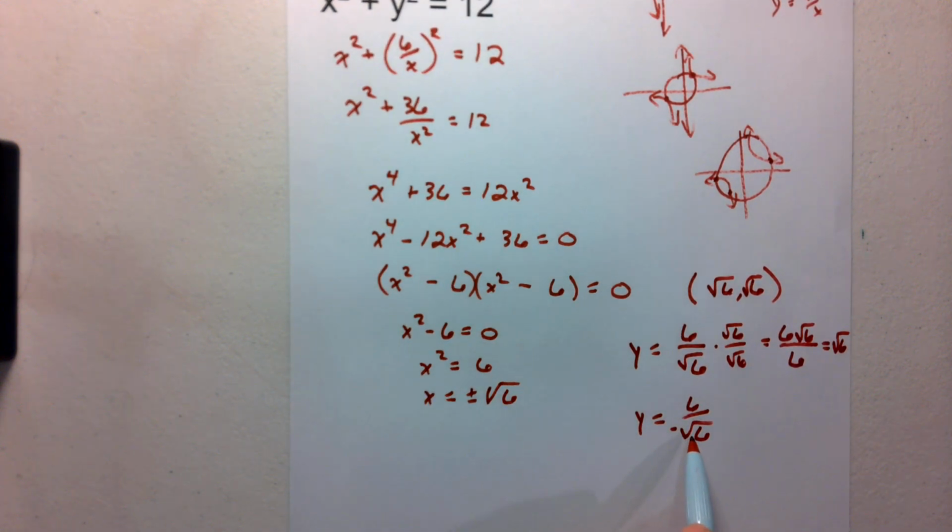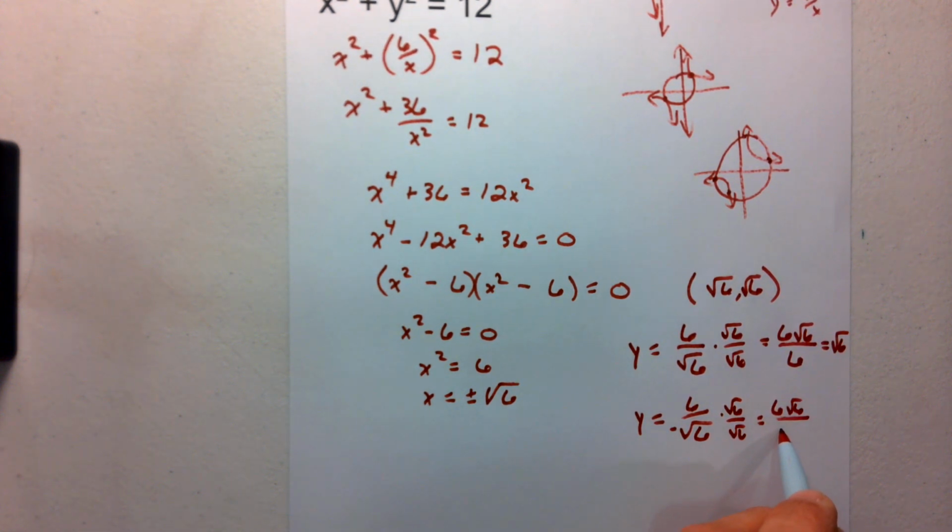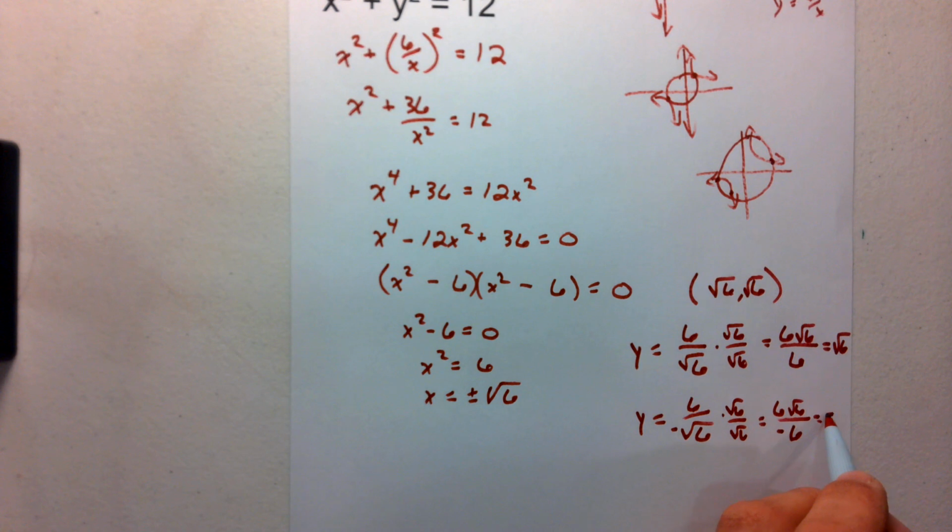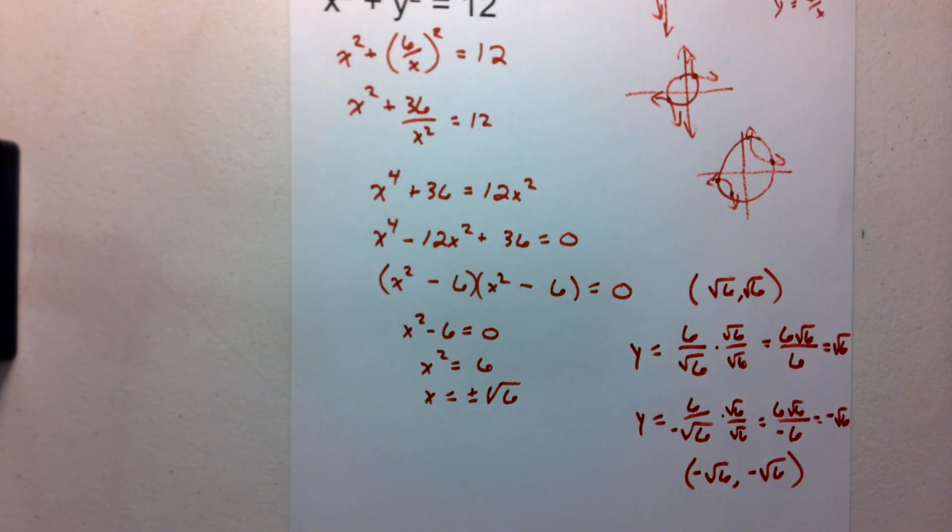When I plug in my negative value into that, I can also go ahead and multiply by radical 6 over radical 6, which gives me 6 radical 6 over negative 6, which gives me a negative radical 6. So that gives me the point negative radical 6 and negative radical 6. So that gives you an idea of what we could see as we solve these systems of conic sections.